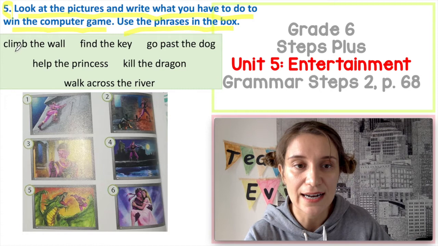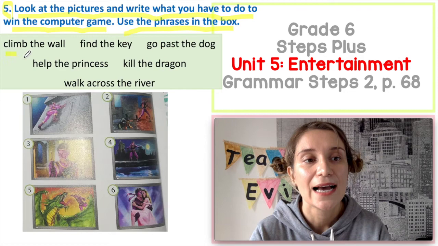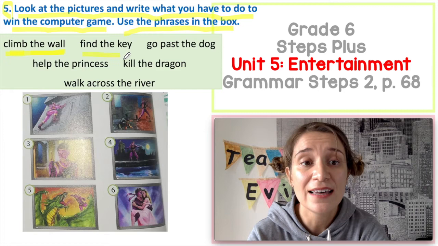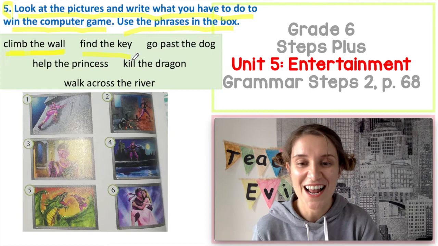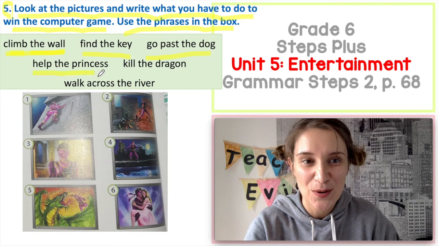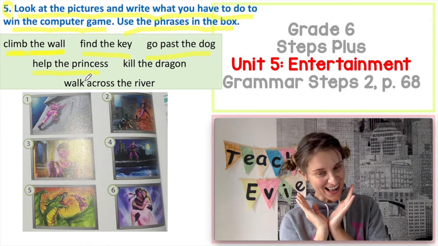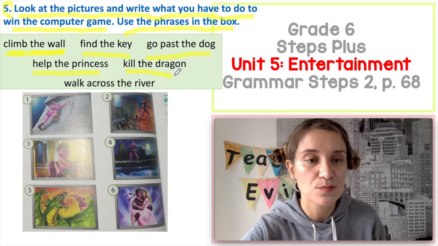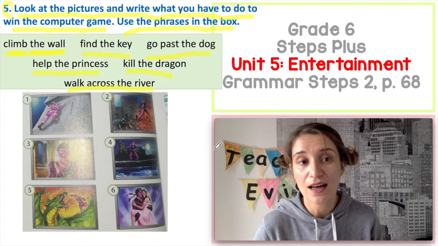Popatrzmy najpierw na sformułowania. Climb the wall. Spinać się po ścianie. Climb, spinać się. The wall, ściana. Find the key. Znaleźć klucz. Znaleźć klucz. Find the key. Go past the dog. Przejść obok psa. Help the princess. Help, pomóc. Pomóż. The princess. Księżniczka. Princess Evie. Kill the dragon. Zabij smoka. Zabij smoka. Kill, zabić. The dragon, smok. Walk across the river. Przejść przez rzekę. Walk across, przejść przez the river, rzeka.